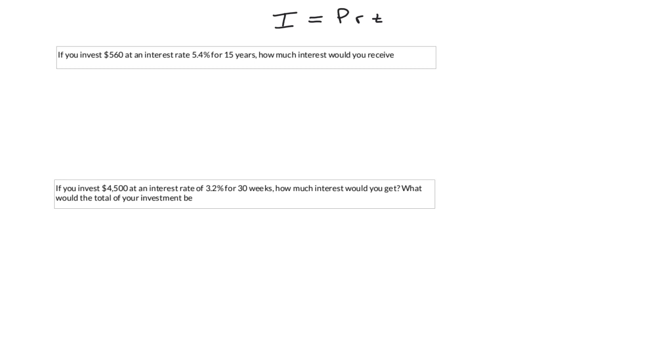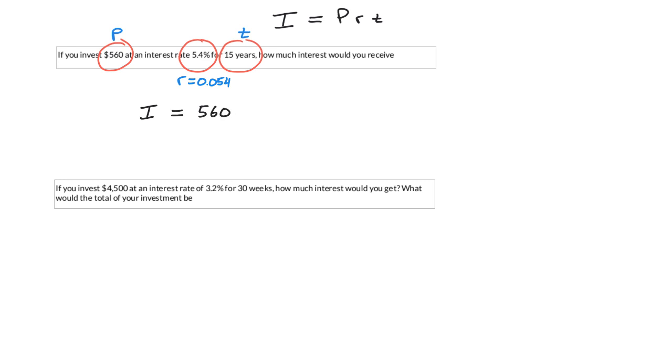Okay, so I have three pieces of information. I have 560, 5.4%, and 15 years. So if I'm investing $560, that's my original amount that I'm putting in. So this is going to be my principal. The 5.4 is my interest rate, so that's my R. However, I need to make sure that it's in decimal form, so I divide it by 100. I get 0.054. And 15 years is the length of time that I'm going to be investing, so this is my T. So when I'm looking for how much interest, what is the amount extra I would get for leaving it in the bank for 15 years?